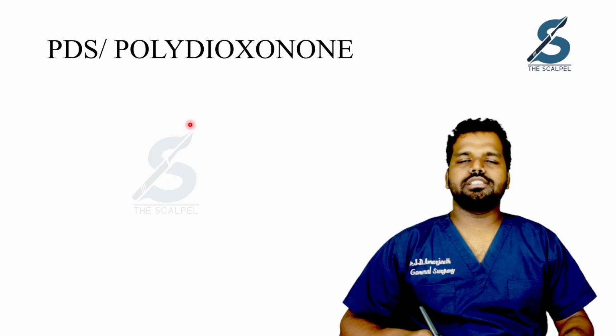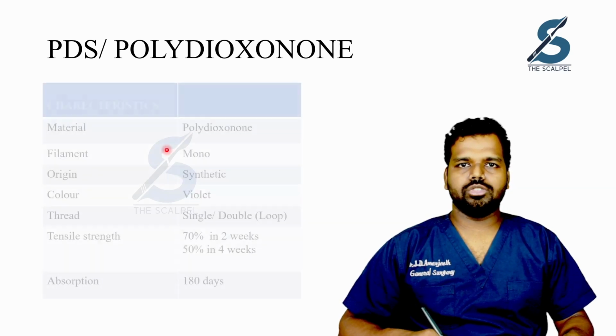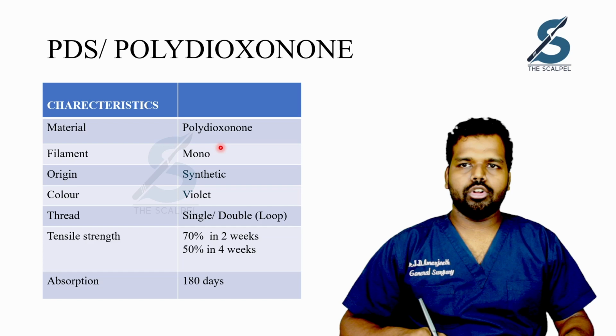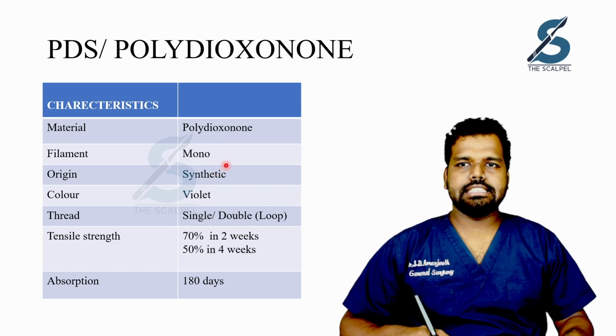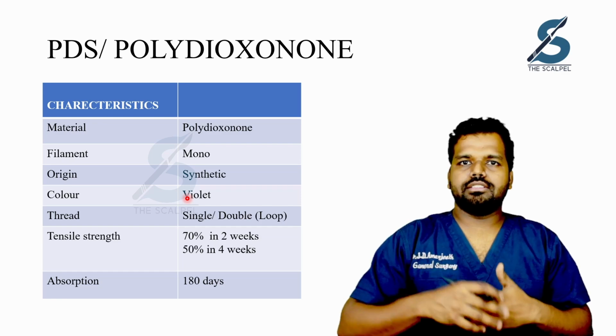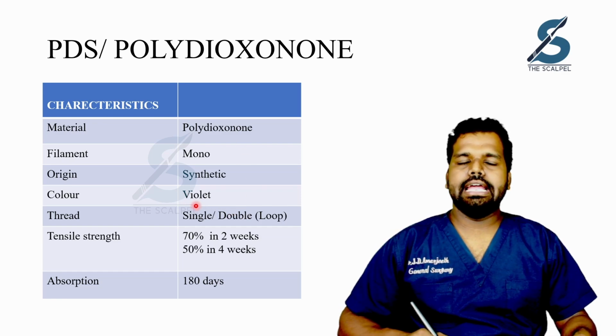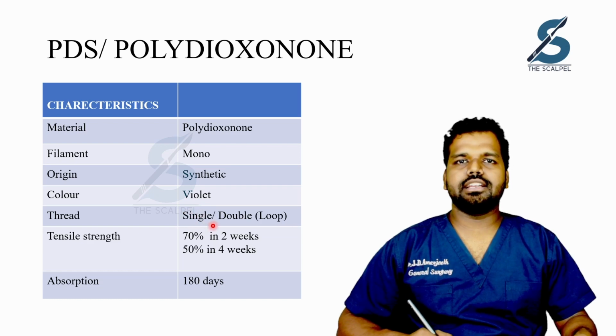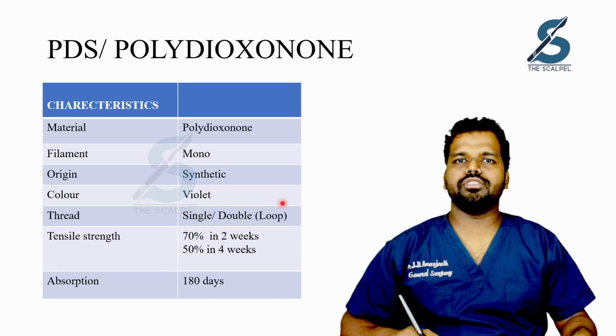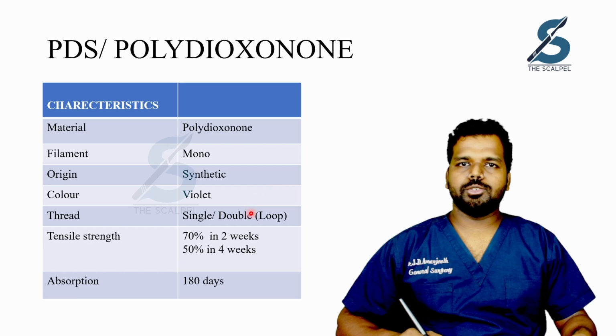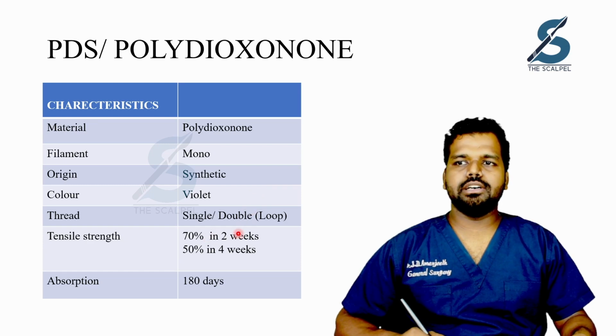The next one is PDS or polydioxanone. It is a monofilament suture material. It is synthetic in origin, violet in color. So all three suture materials which we saw previously are violet in color, and it may have a single thread or a double thread in the case of loop PDS. The tensile strength is 70% at 2 weeks and 50% at 4 weeks.